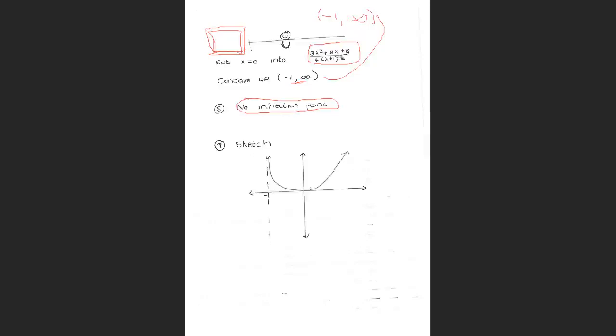And then the next step is to sketch. Now, did we have any horizontal asymptote? No. Do we have a vertical asymptote? Yes, at x equals -1. So you put that broken line there to show me that this is your vertical asymptote. And then you ask yourself, there is concavity from -1 to infinity.